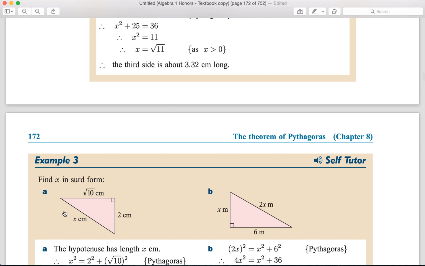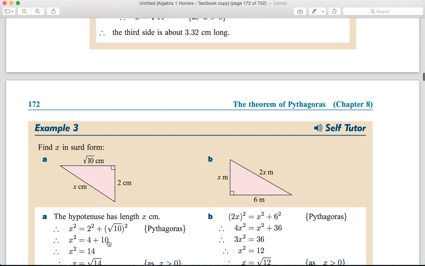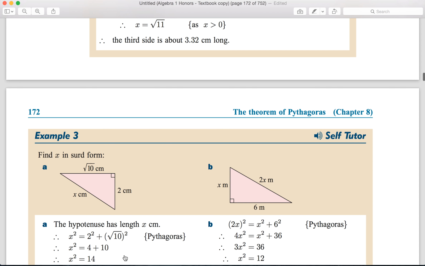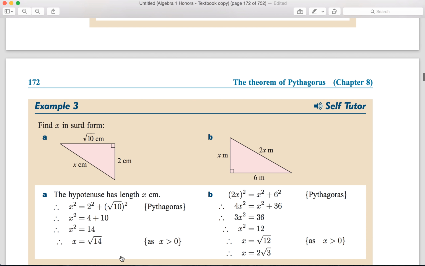All right, let's see what happens now. I think you know how to square the number 2, but how do we square root 10? Well, root 10 times another root 10 should just give us 10. Now we have x squared is 4 plus 10. That's 14. And this time, we'll write x is root 14. In this question, because it says find x in surd form, we do not need to go to a calculator. We're just going to leave our answer as the side x is root 14. I hope that makes sense to you.